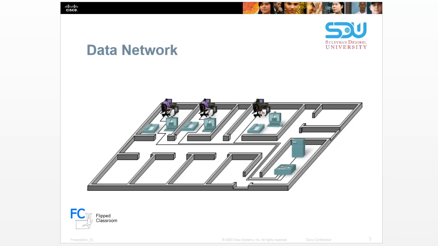First of all, let us take a look at the data network. This is actually a LAN. In this LAN we have a server, some computers, and a switch. The switch is doing switching between these computers. And imagine that this is the only network which is forwarding data.